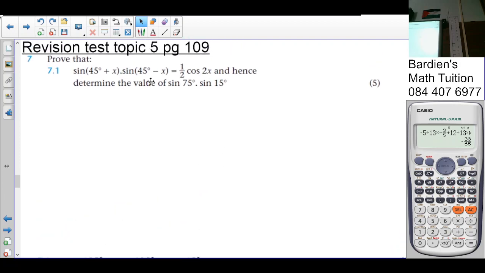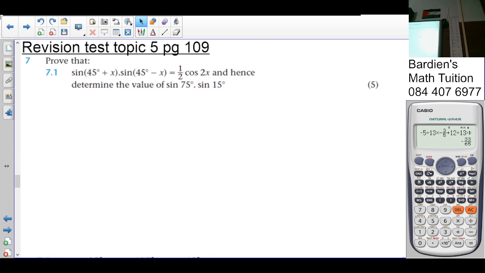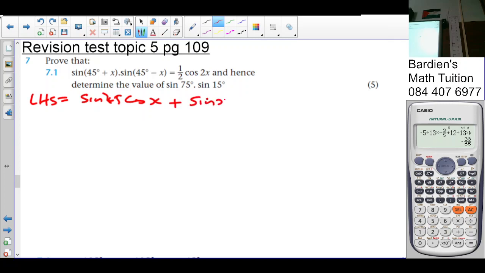No problem, people. Question 7.1. Prove that sine (45 plus x) times sine (45 minus x) equals a half cos 2x. Again, the left hand side is more complex, so the left hand side is going to be the sine expansion. It's going to be sine 45 cos x, same sign, cos 45 sine x, and it must be multiplied by sine 45 cos x minus cos 45 sine x.